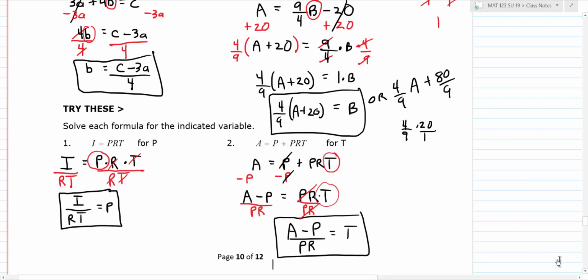Okay, so these are the answers you should have got. The first one, you should have got P equals I over RT. Second one, you would get T equals A minus P all over PR. And you can't go any further on that problem either. So let me kind of talk through what I'm doing.